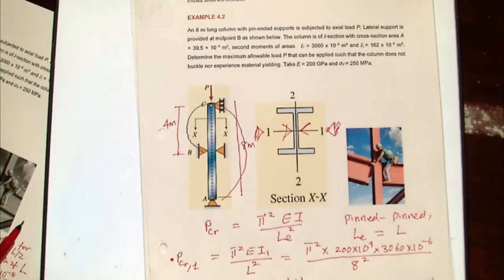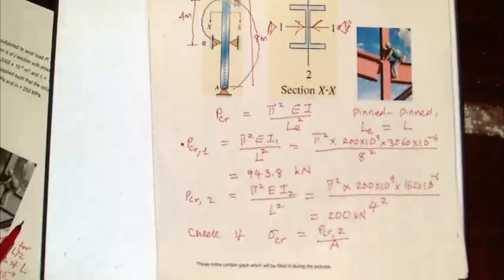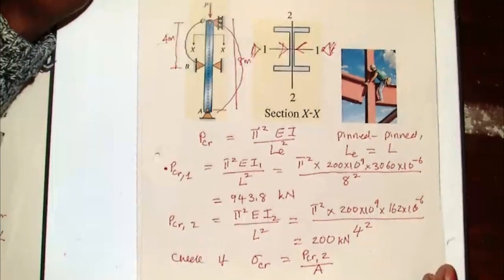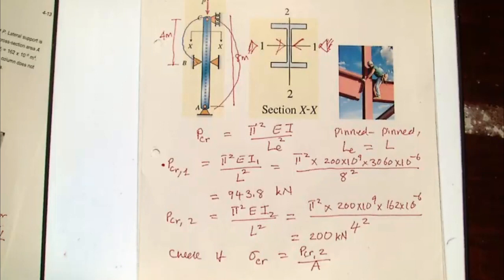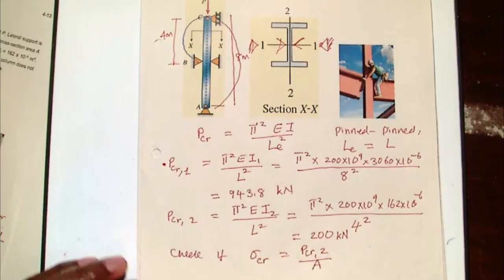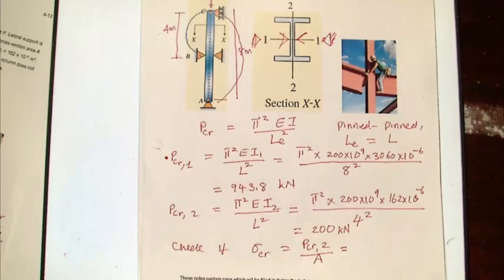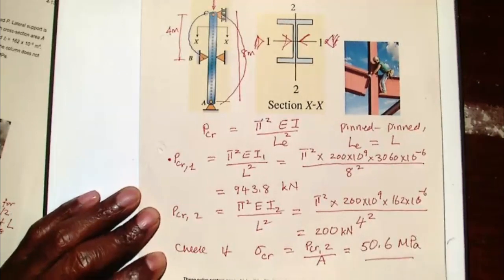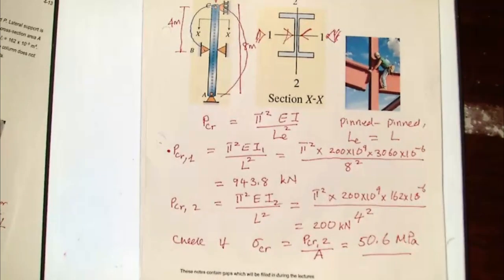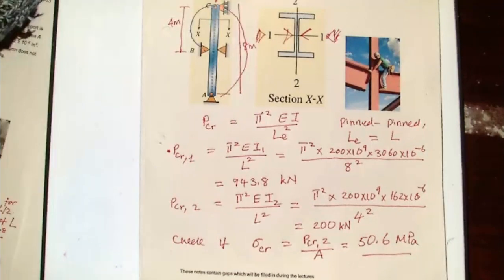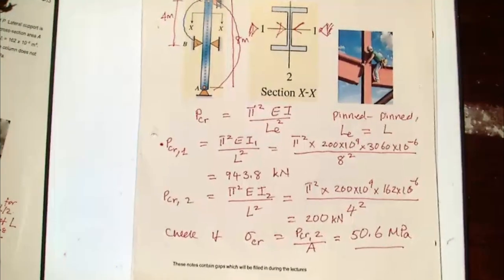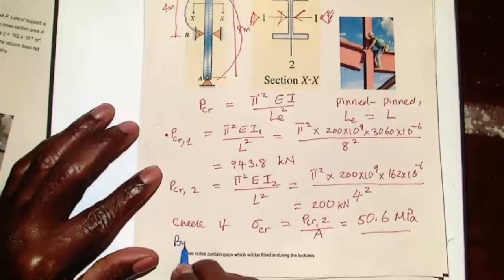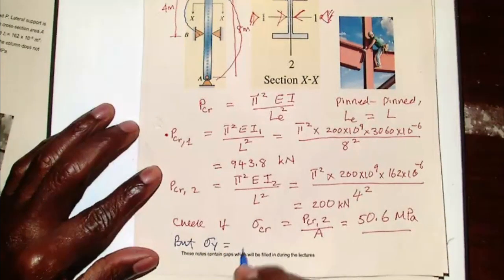Okay. Now we work out the stress. We've been given the area to be 39.5 times 10 to the power -4 meters squared. If you put the value of the area, we will get the stress to be 50.6 megapascal. So the stress that we will get in that structure when it buckles, if at all it does buckle, will be that stress. But the yield stress we are given as 250 megapascal.